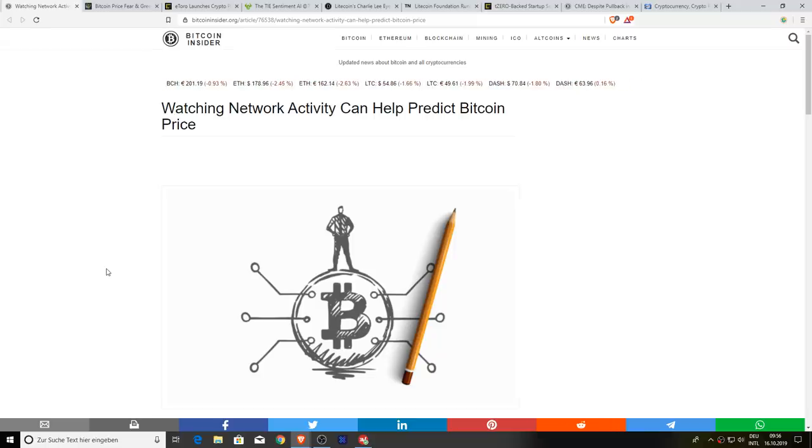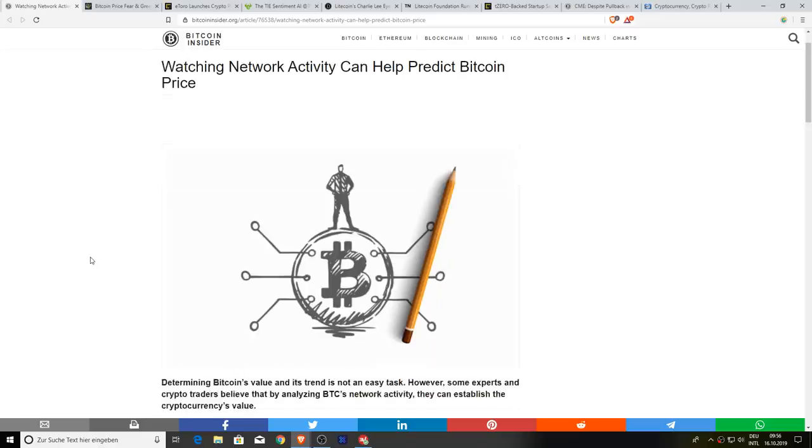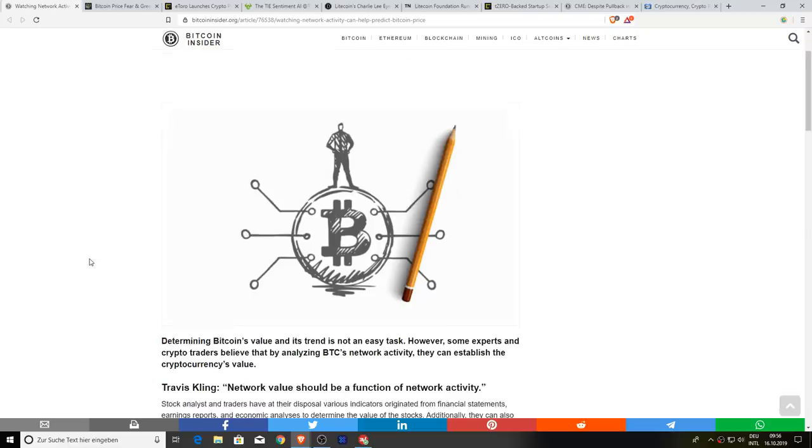A lot of people have been trying recently to predict Bitcoin's price, but doing it in very interesting ways, if you kind of want to say that. Determining Bitcoin's value and its trend is not an easy task. However, some experts and crypto traders believe that by analyzing Bitcoin's network activity, they can establish the cryptocurrency's value.